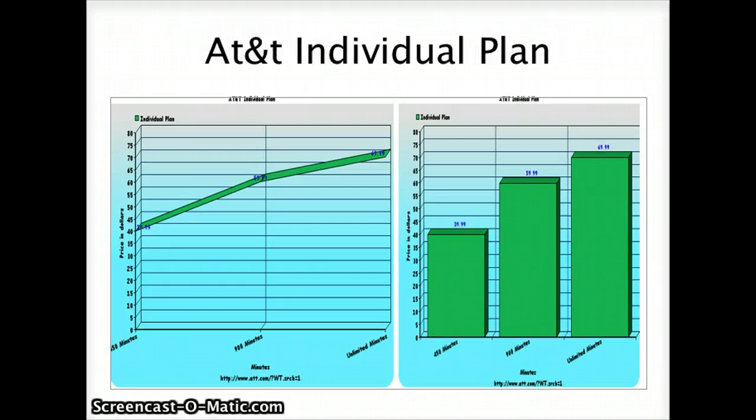On this slide, you can see the AT&T individual plan. As you can see, it is the exact same as the Verizon individual plan. The prices and minutes are the same. So once again, just take a quick second to look at the graphs. And remember to be noticing the slopes.